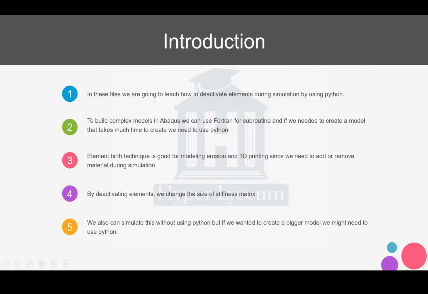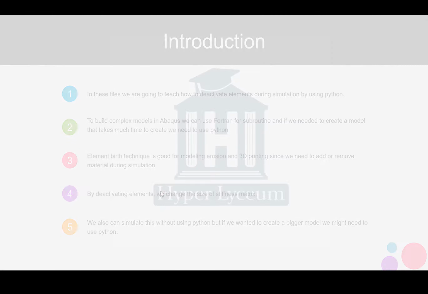By deactivating element, we change the stiffness. We change the size of the stiffness matrix. During solving the FEM, it takes time to enlarge the stiffness matrix size. It takes time later. We also can simulate this without using Python. But if you want to create a bigger model, we need to use coding by help of Python.